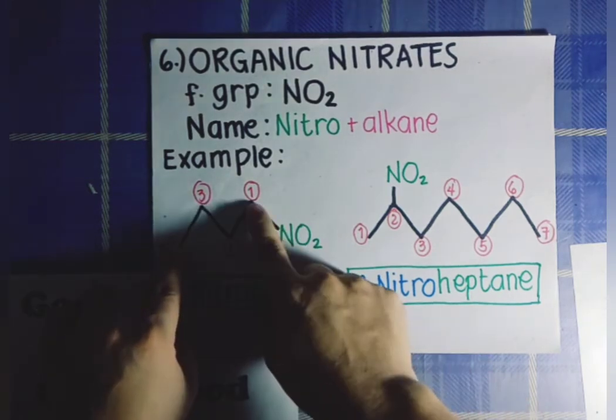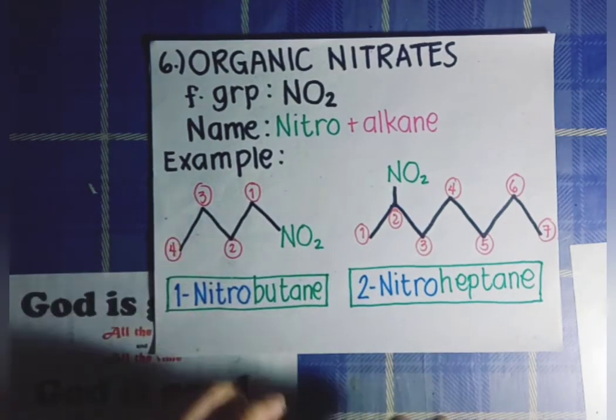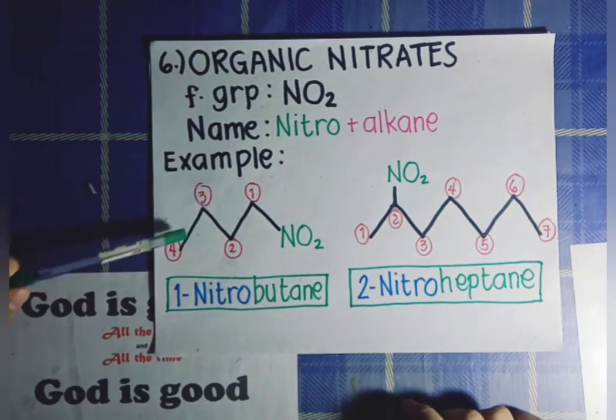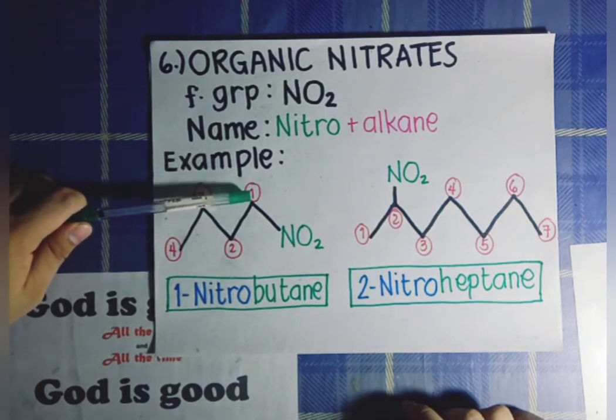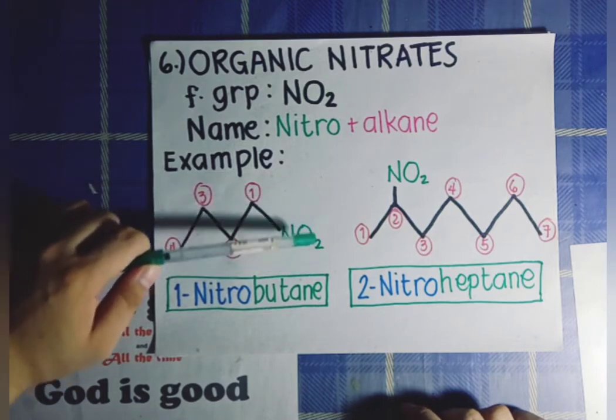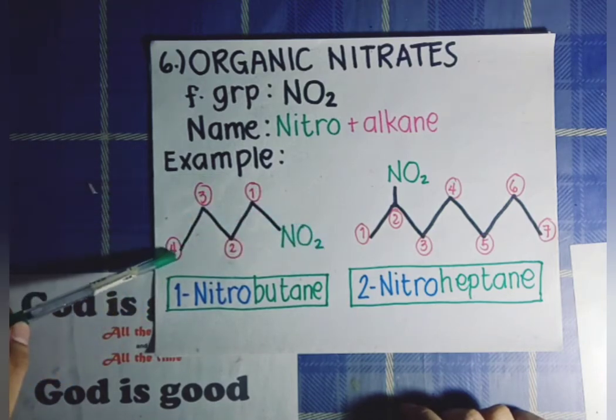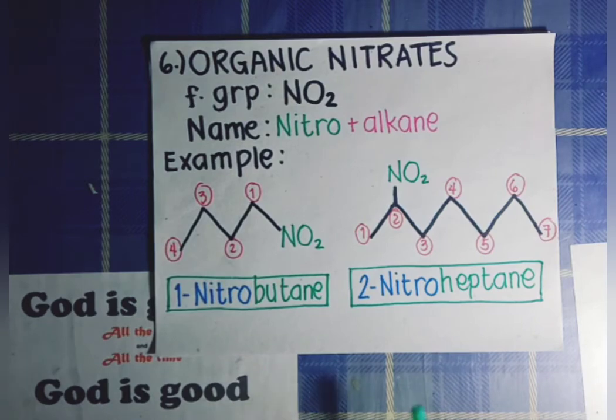Now, between these two, which one is our carbon number 1? Obviously, this is our carbon number 1 and this is our carbon number 4. This is our carbon number 1 because this side is nearest to our NO2 or our functional group than this side. Okay. Another example is this one.